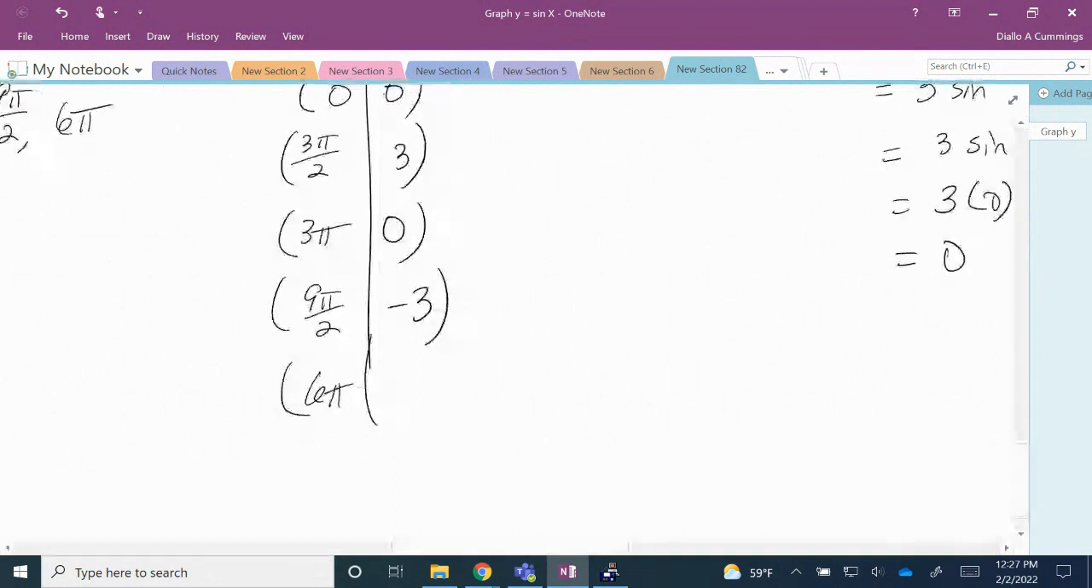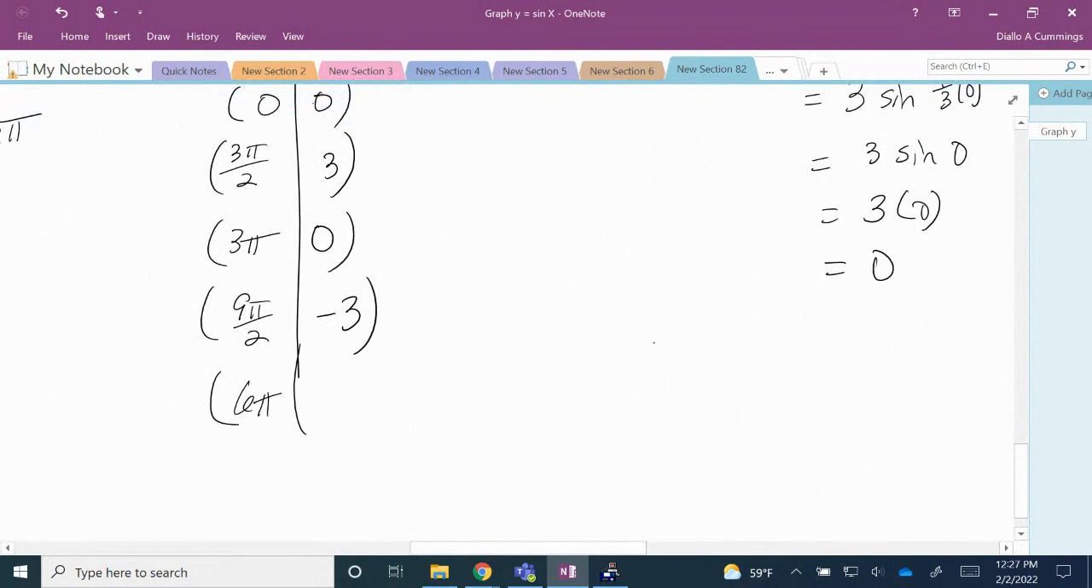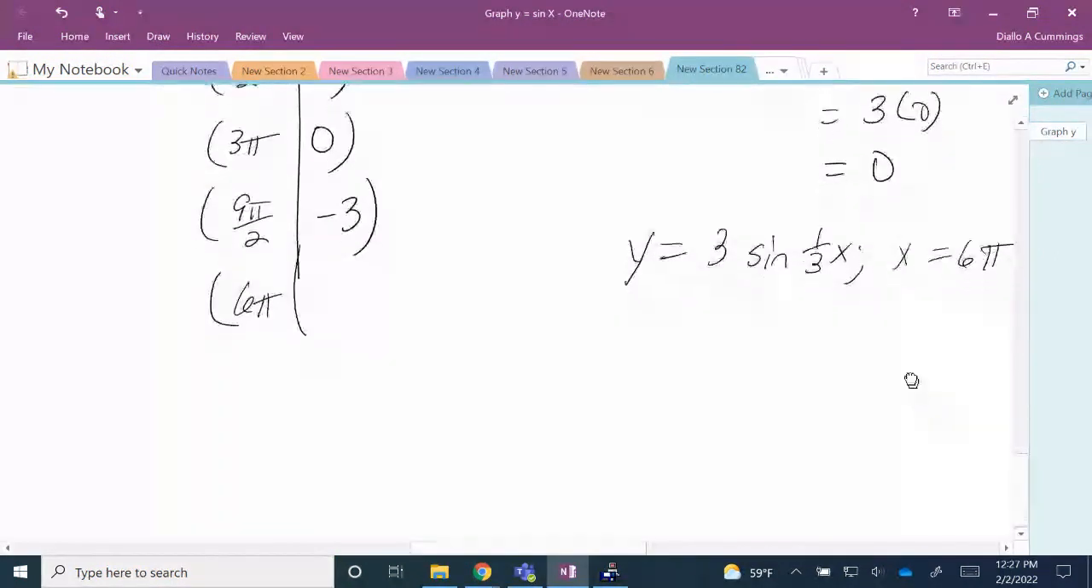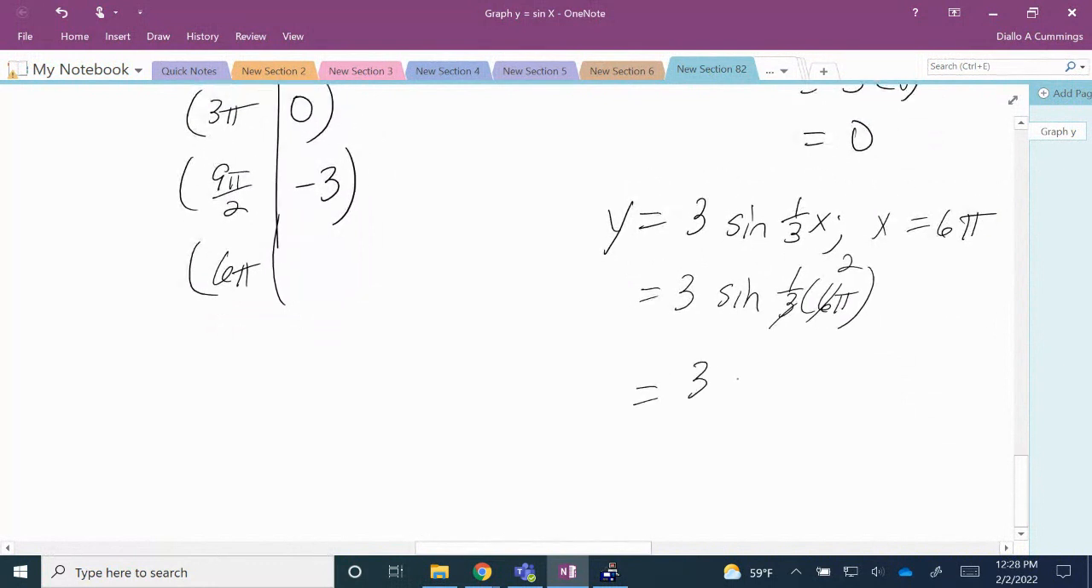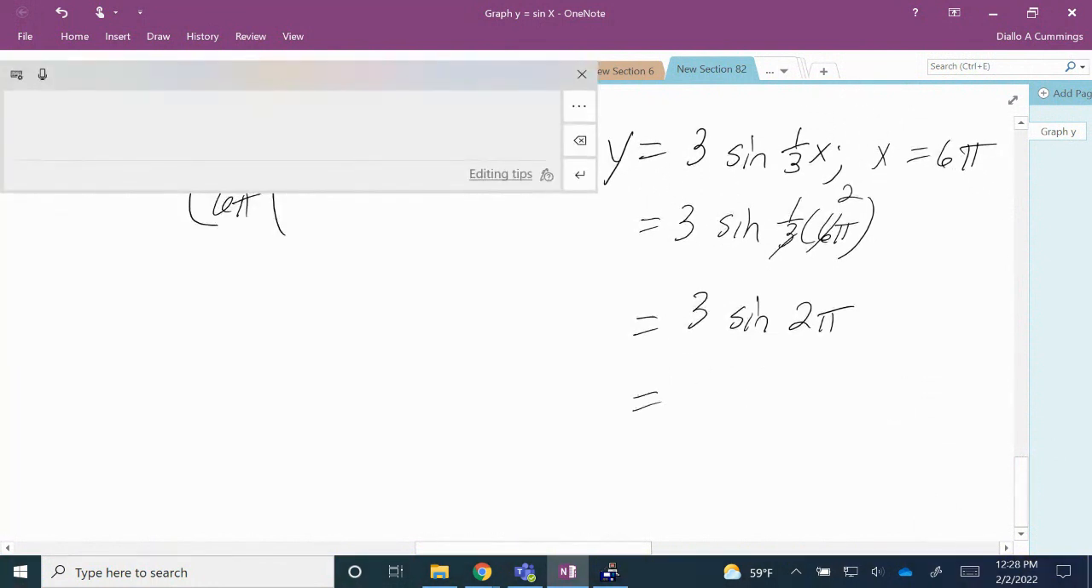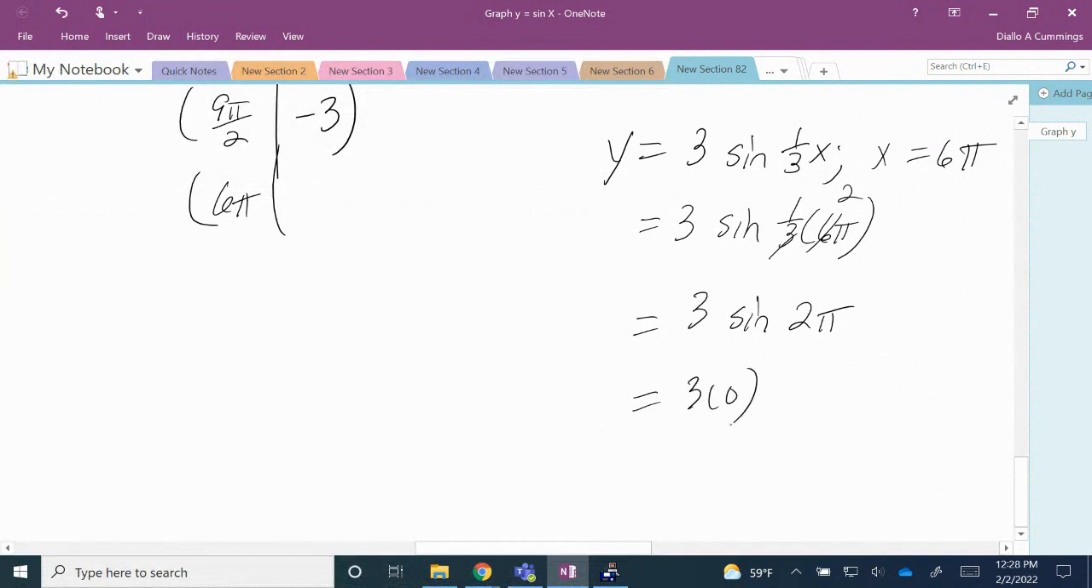And then lastly, we're going to substitute in 6 pi. So y is equal to 3 times the sine of 1/3 x. We're going to substitute x for 6 pi. So this is 3 times the sine of 1/3 times 6 pi. The 6 and the 3 cancel. We have 3 times the sine of 2 pi, and the sine of 2 pi is 0. So 3 times 0 is 0.